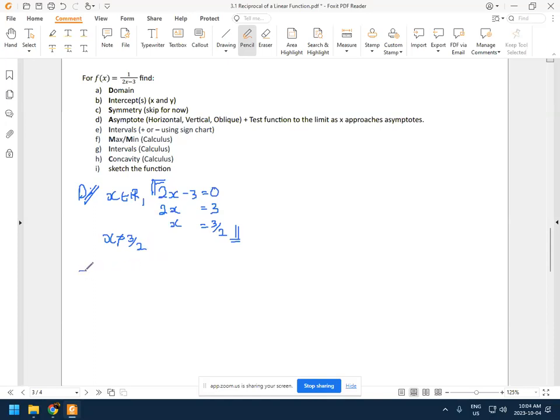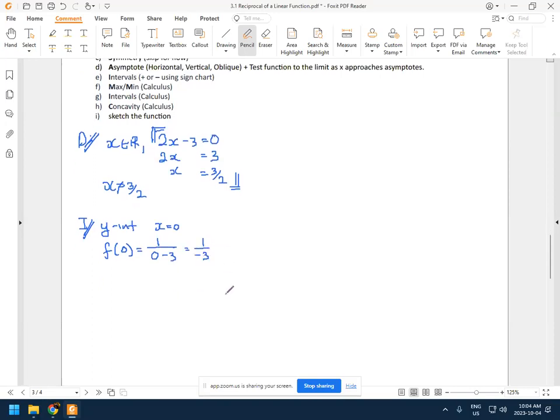Done. Intercepts. Let's do the easy one first. Y-intercept means x equals 0. What is f at 0? 1 over 0 minus 3, which is 1 over -3. So I have a y-intercept of (0, -1/3).